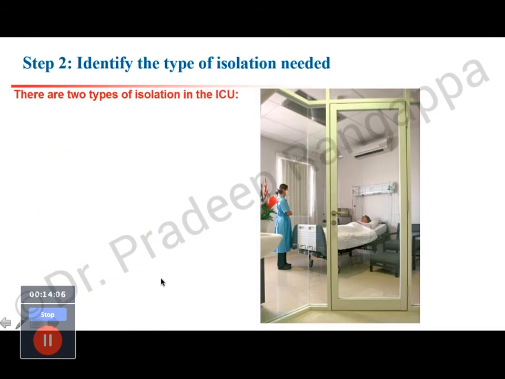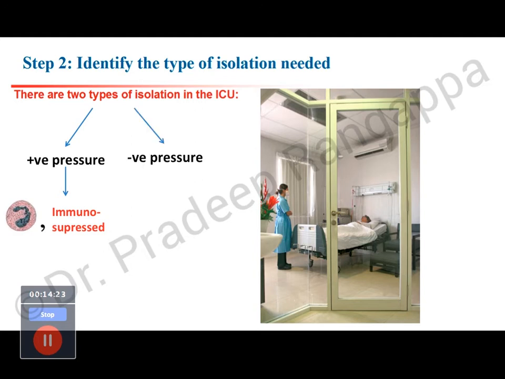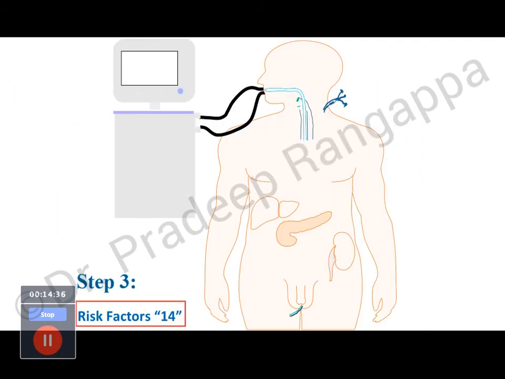Step 2 is to determine what type of isolation is needed. So there are 2 types of isolation. It's a positive pressure ventilation. Positive pressure ventilation is adopted in neutropenic or immunosuppressed patients, where we call it reverse barrier nursing. So positive pressure is generally recommended for this category. Negative pressure isolation is suggested for any infected patients where there is possible aerosol spread or droplet infections. So you would consider negative pressure isolation.